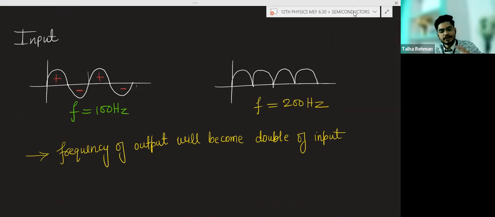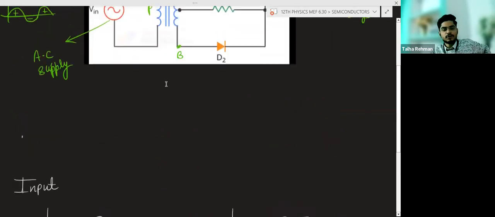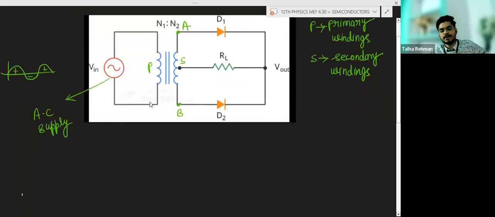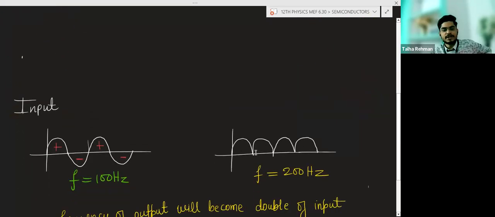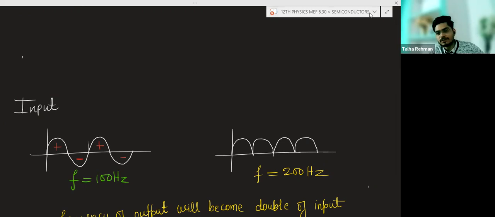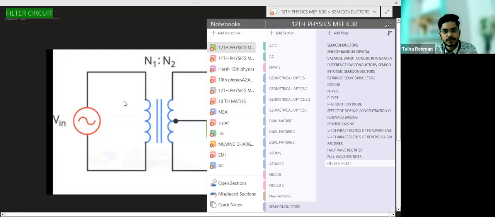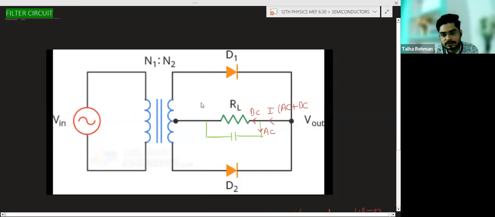Okay. So now basically what is happening in full wave rectifier? This is a full wave rectifier. So during positive half cycle, we are getting output. During negative half cycle also we are getting output. But this is not a pure DC. Some AC component is also there in this. So we want to filter that AC component from this so that it will become pure DC. That is why we are using the filter circuit. Now see what is the work of the filter circuit. Again I am telling.